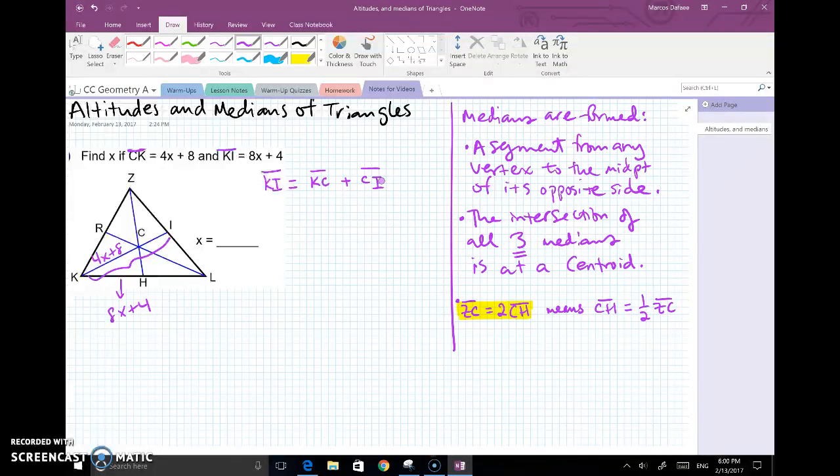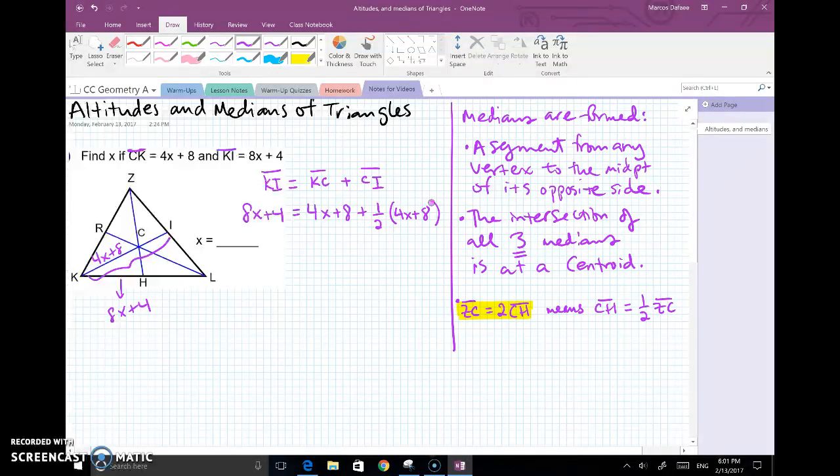So I know that KI, the whole thing, is 8x plus 4. Remember, that's the entire length. I know that KC is 4x plus 8. Now what about that CI? It doesn't say much about it. You think it doesn't, but it actually does. Because what we know about the shorter length is that it's exactly half the length of its older brother, which is KC in this case. So all I have to do is write what I know using what I have. So I know that CI is exactly half of its older brother, which is 4x plus 8.